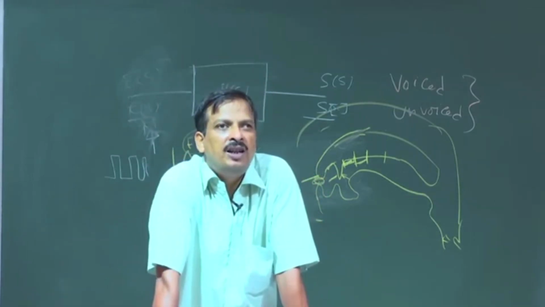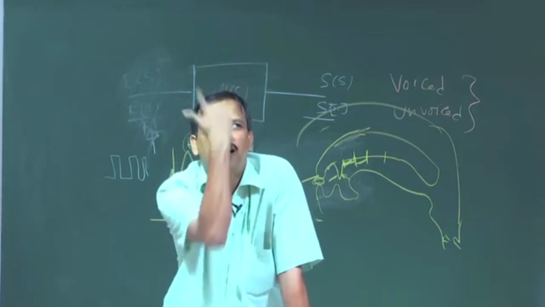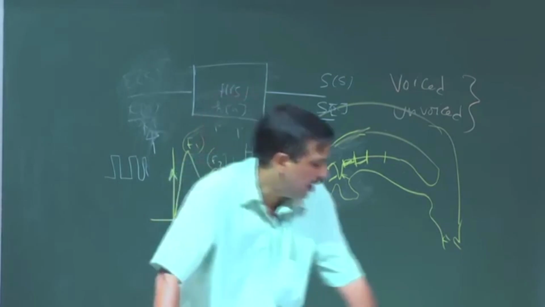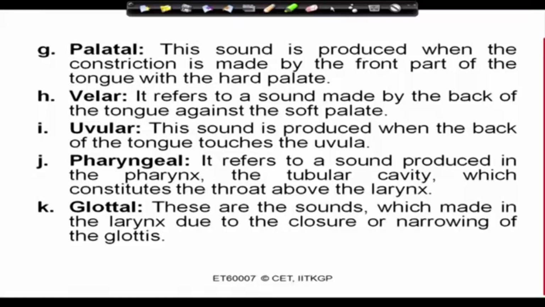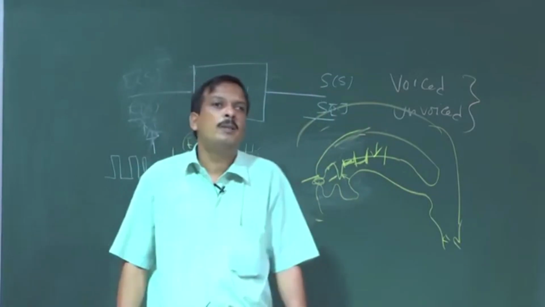So, the tip of the tongue curls back, ta. If the tip of the tongue is curled back and touches the upper cavity, that is why it is called a retroflex sound. Similarly, there is a palatal sound, when the constriction is made by the front part of the tongue with the hard palate, the middle of the cavity. When the palatal region is involved, it is called a palatal sound.